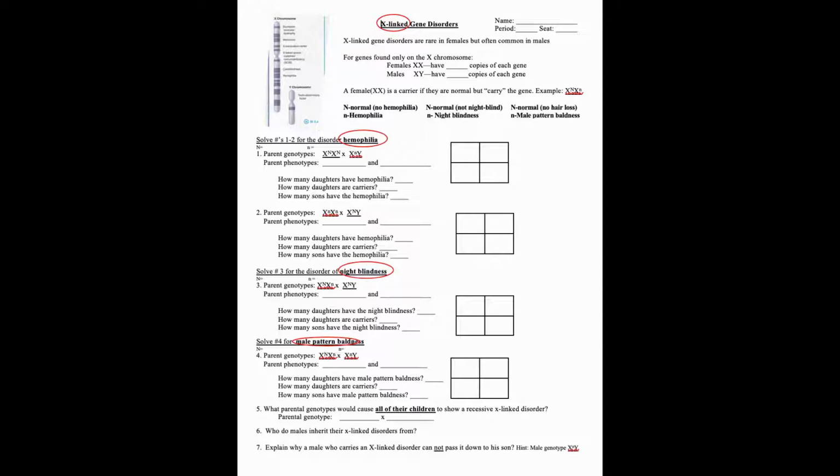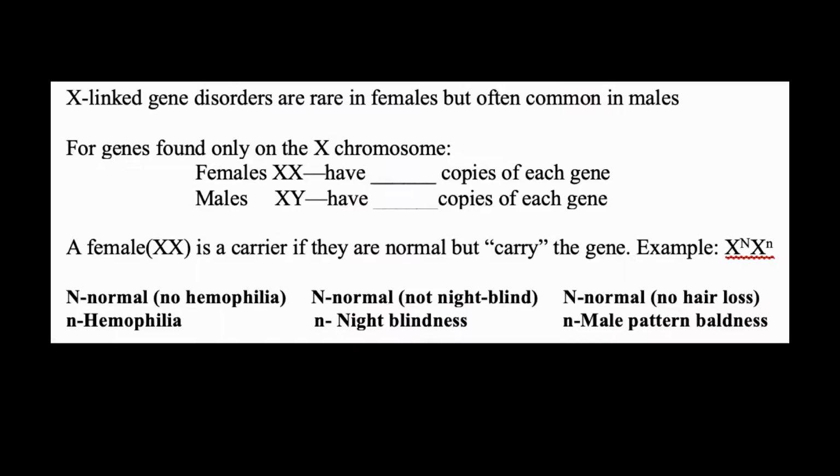Alright, so in order to do this you're going to need your handout for X-linked gene disorders, and we're going to jump right in and do the top portion in order to fully understand what's going on with solving a Punnett square for X-linked gene disorders. So the top portion of the handout looks like this.